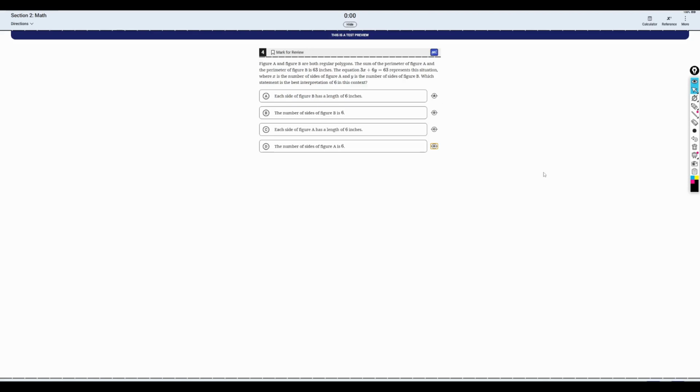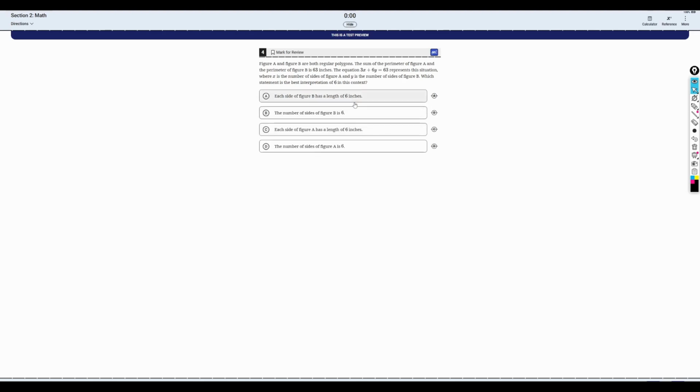Number 4 reads, figure A and figure B are both regular polygons. The sum of the perimeter of figure A and the perimeter of figure B is 63 inches. The equation 3x plus 6y equals 63 represents the situation, where x is the number of sides of figure A and y is the number of sides of figure B. Which statement is the best interpretation of 6 in this context?